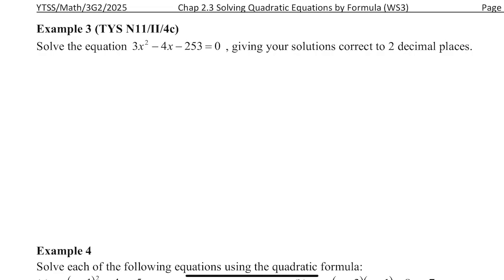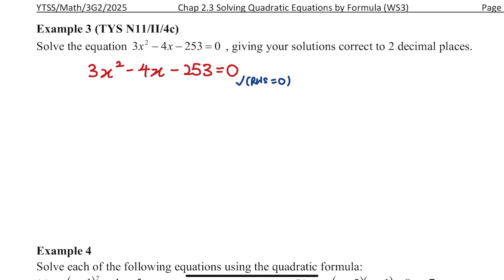Okay, I'll continue first. So over here, I will write out the equation first. 3x squared minus 4x minus 253 equals to 0. Okay, so first step, we check. Is the right side equal to 0? Yes, it is. So over here, I can put a tick. RHS is equal to 0.